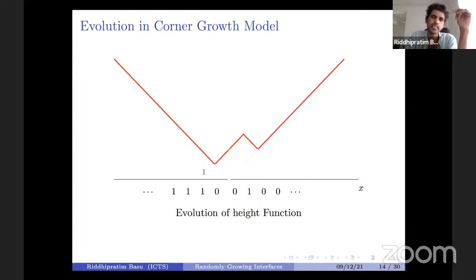So now you have this. Again, you have two corners. You have their clocks. Maybe now the left one rings. And now you have three corners. And then each of them has its own clock. And that's how you grow the interface.